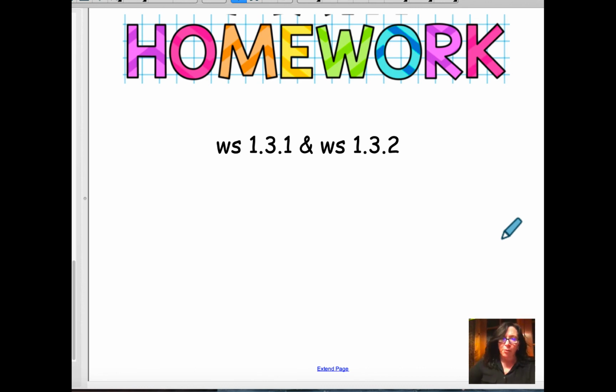Tonight's homework is 1.3.1 and 1.3.2, but it's actually due today. So we're not going to talk about it being homework. It's classwork. We're going to try to finish that during class. So we're going to get started on that.